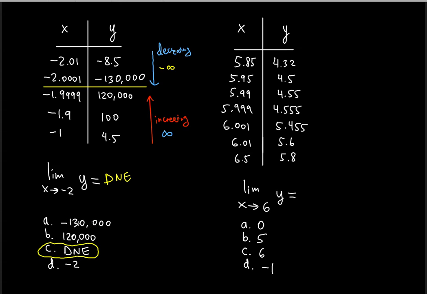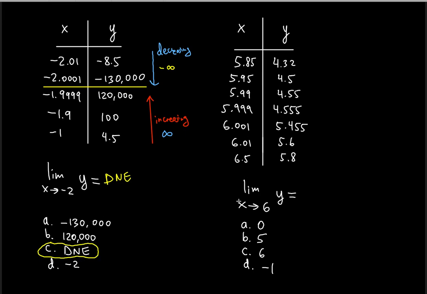-130,000 is not the limit value. It's not even a one-sided limit value because this is not a target value of -2. It's -2.0001. And for the same reason, 120,000 would be wrong because this is the y value at x equal to -1.9999, right? It's not the limit value. And -2 obviously is not the y value, it's the target x value, okay? So does not exist is the answer to this part.